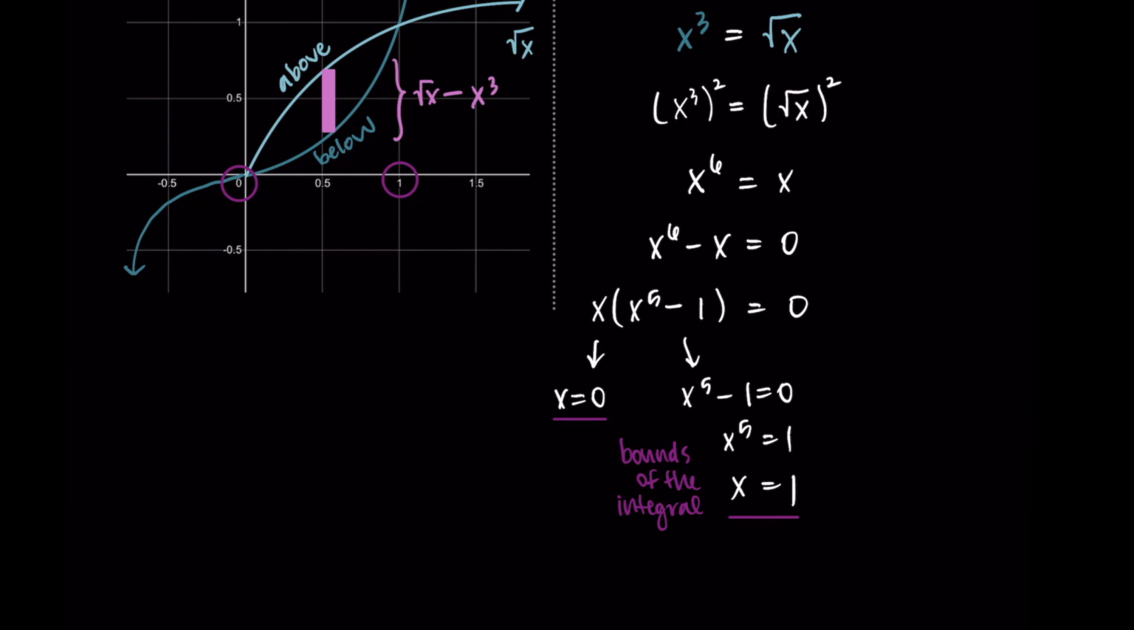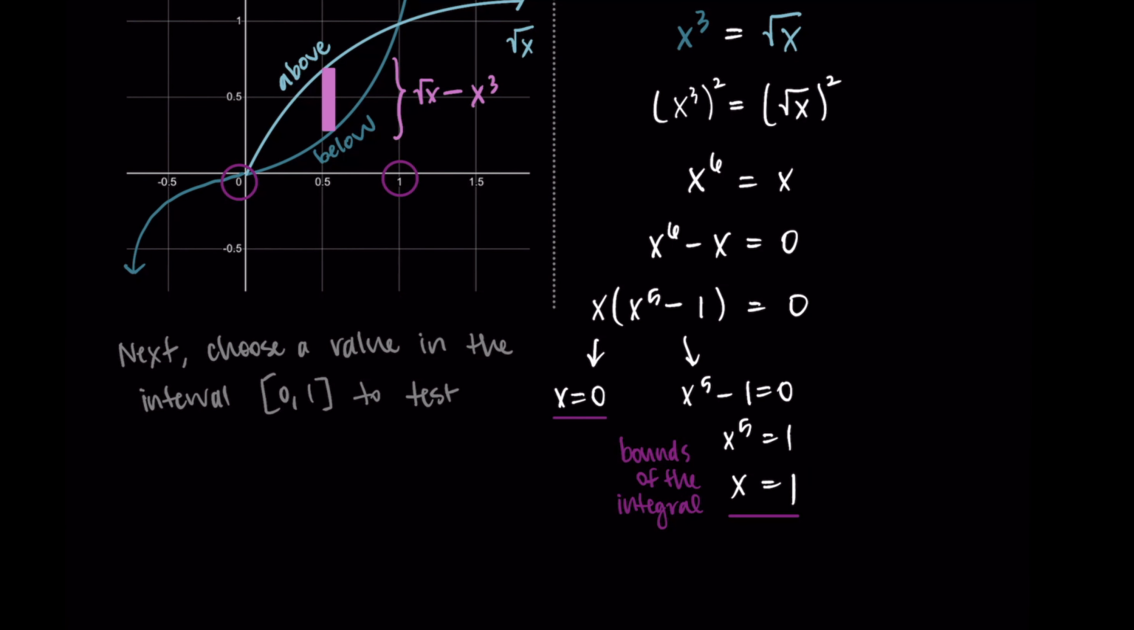Okay, so this finds you the bounds without graphing. This tells you where the graphs intersect, but you also need to know which function is above and which is below. So the way I like to do this is to choose a value in the interval, so between 0 and 1, choose a value and test it to see which output is larger, so which output would be higher on the graph, so which would be above.